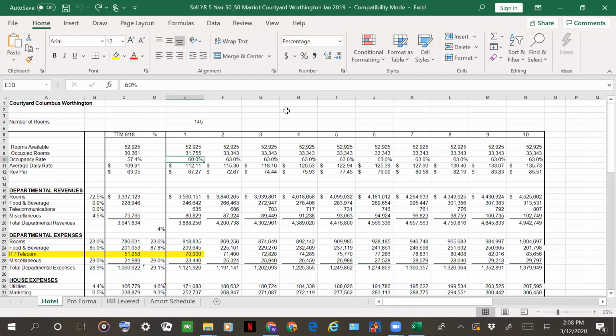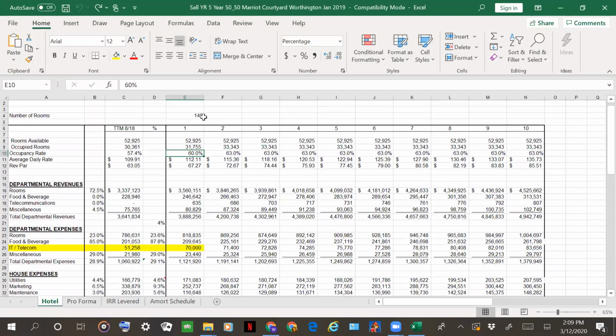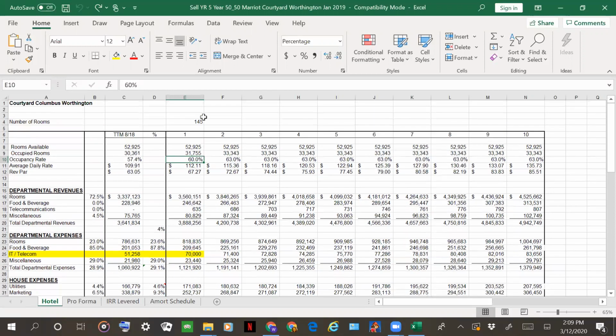But on the spreadsheet, your big thing is what you see here. You need to know your number of rooms, what your projected occupancy and ADR, and as you see, it will populate the entire spreadsheet. On this particular one, we put in the number of rooms. This is actually a Courtyard hotel in Worthington that we purchased. When we looked at it, they said it was projected at 57, but by the time we closed, this thing was actually operating at 55%.